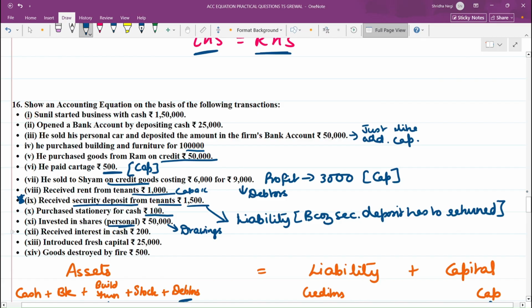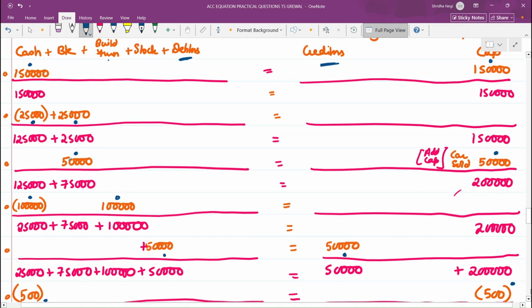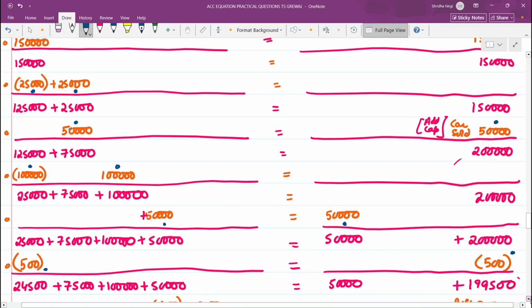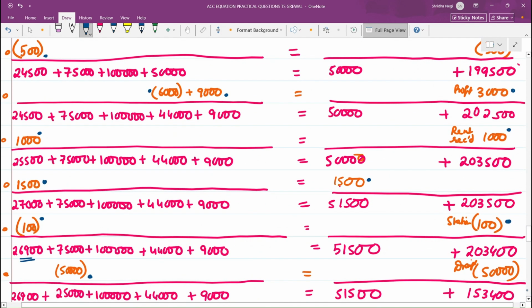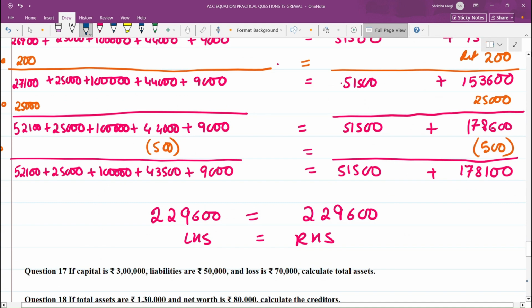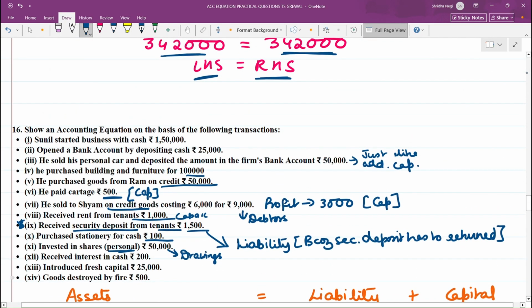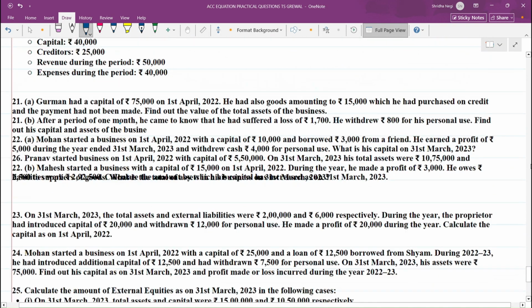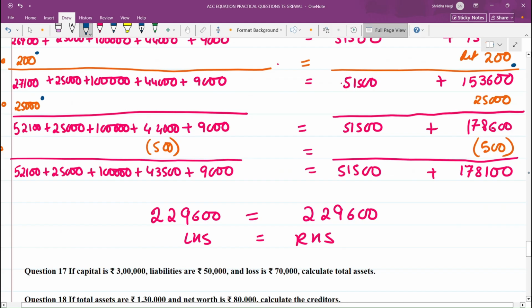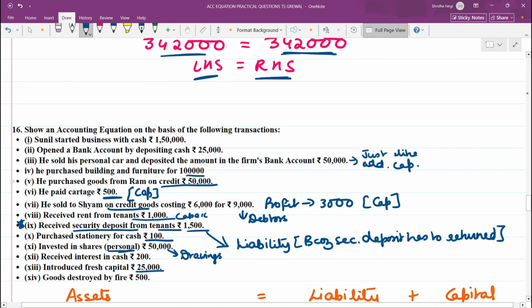Then invested in shares, it's just like drawings. Received interest in cash, 200, it is just like an income, 200. So what will we do? 200 cash will increase and it's an income, so your capital account will also increase. Okay, next, introduced fresh capital of 25,000. It's like an additional capital. So again your cash will increase by 25,000 and your capital will also increase by 25,000.